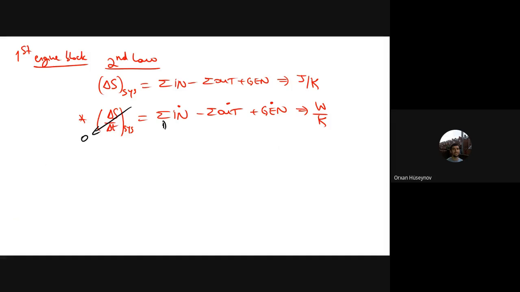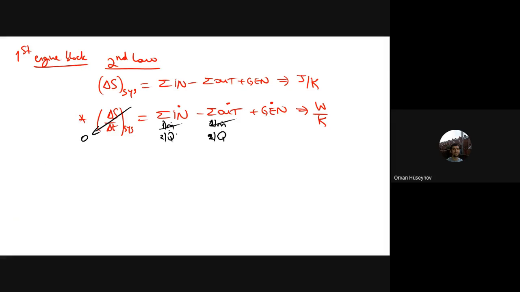And for inlet, you have the mass dot, Q dot. Sorry, for outlet, you will have the mass dot. For outlet, you will also have the Q dot and the generation part. Mass flow rate is 0 because it is a closed system. The engine block is closed.